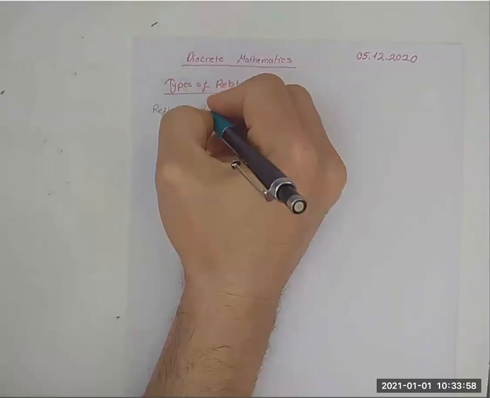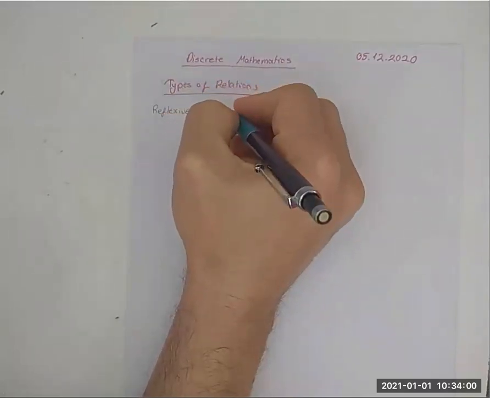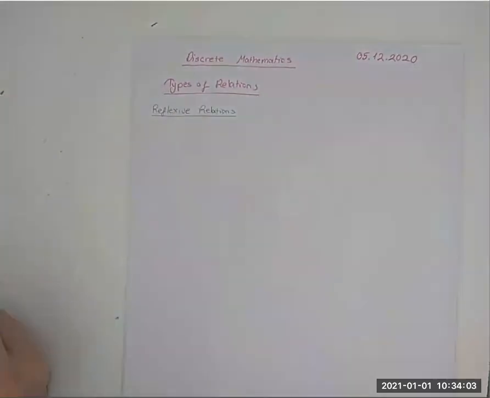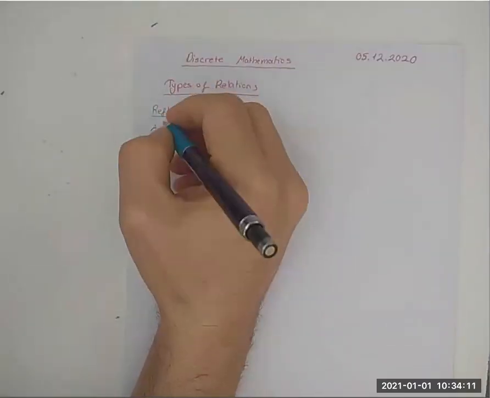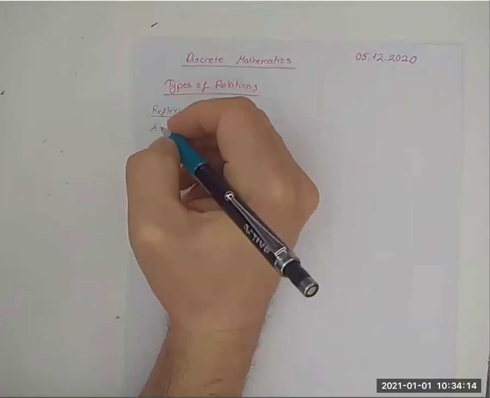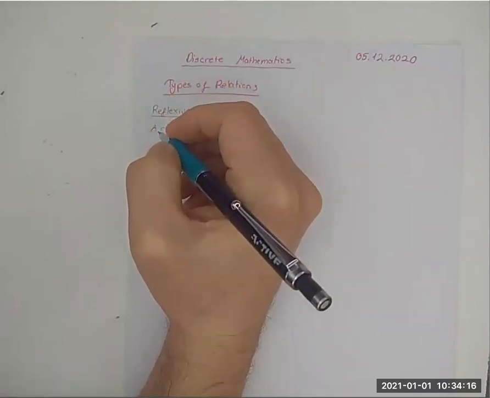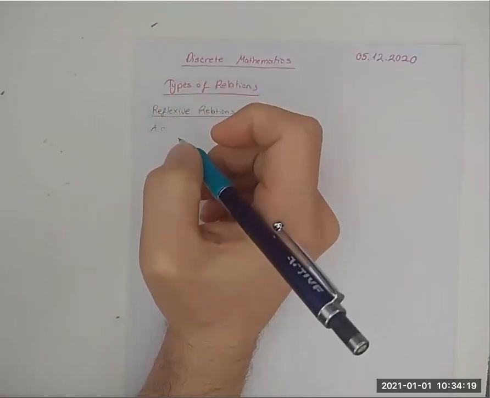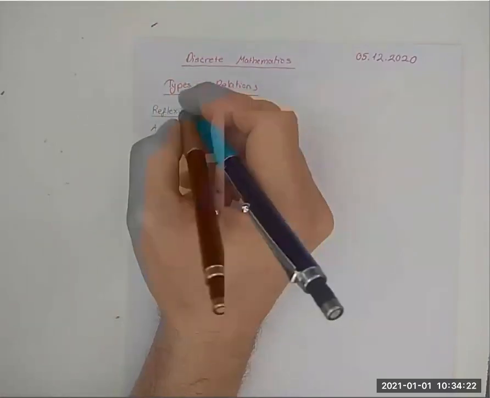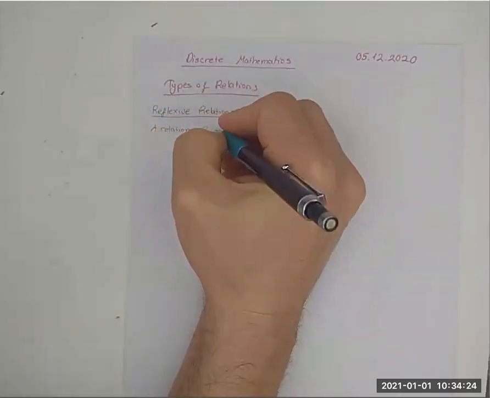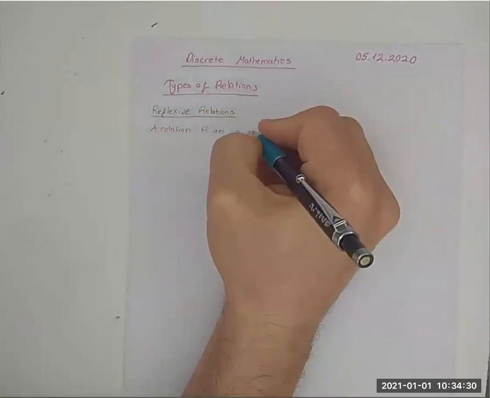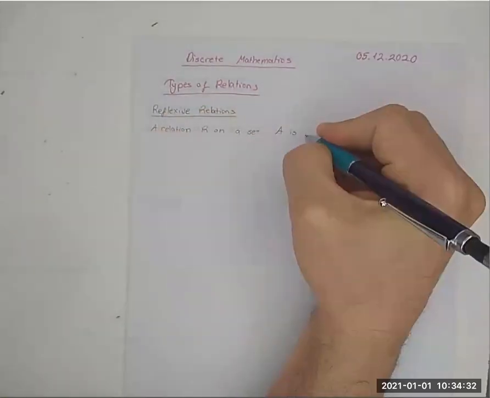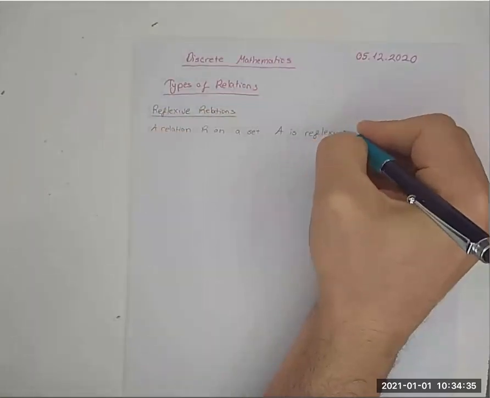So we know the relation. Last week we defined the relation and talked about some properties of relations, and this week we will start the types of relations. A relation R on a set A is reflexive. So what is the condition of reflexive?